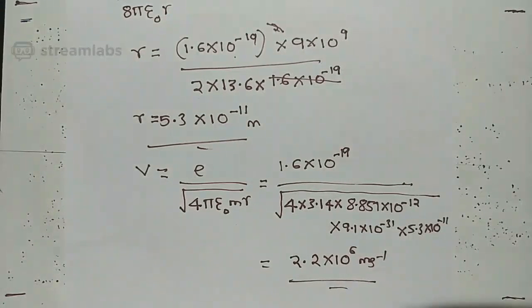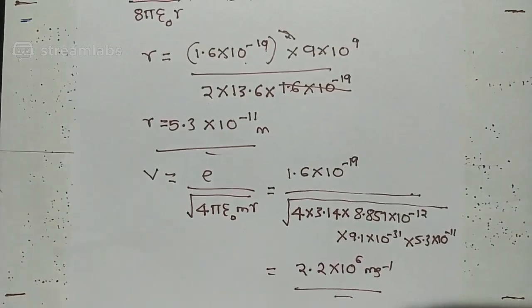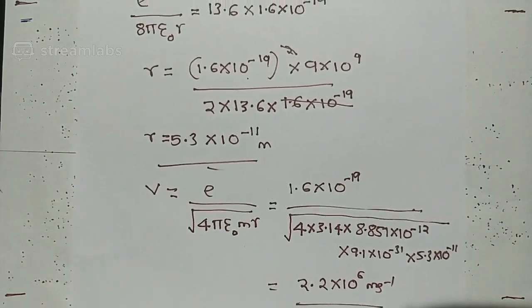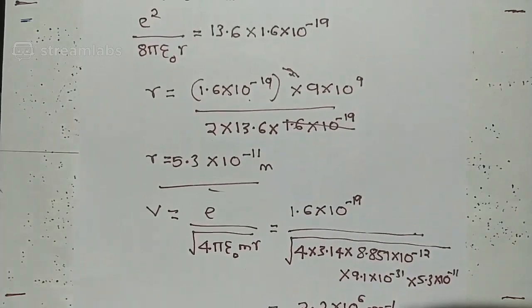So now you have a fair idea of the radius of the electron orbit, and very important, the velocity of the electron in the orbit. The velocity of the electron in the orbit is very high. It is of the order of 10 to the power 6 meter per second. That is very important for our further discussion. So I hope all of you got the same answer. If you have not done it, then copy this solution.